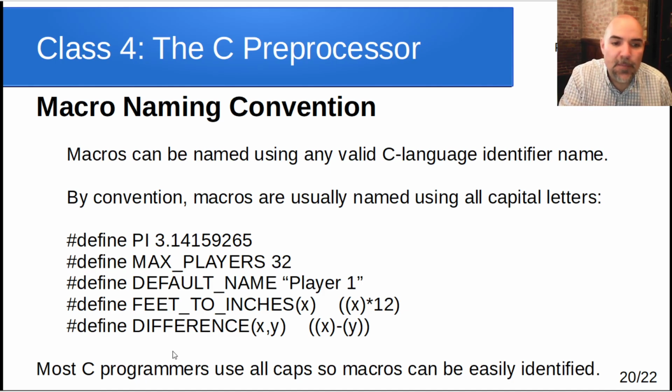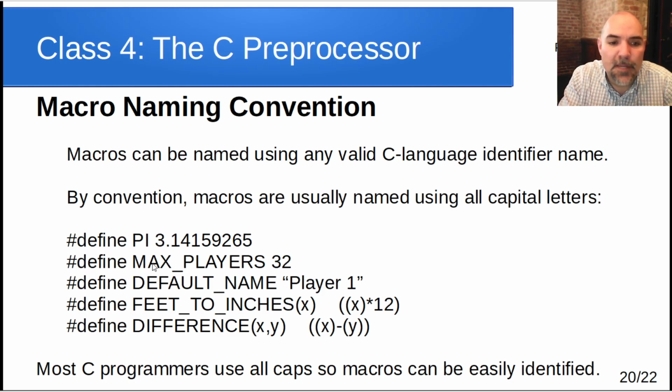So for example, if we named something like max players all lowercase with underscores, you might think that's a variable. But if it's all uppercase like this, then you know it's a macro if you follow that sort of convention. Most C programmers will use all caps on macros, and the reason being you can easily identify that when you see it in the source code.